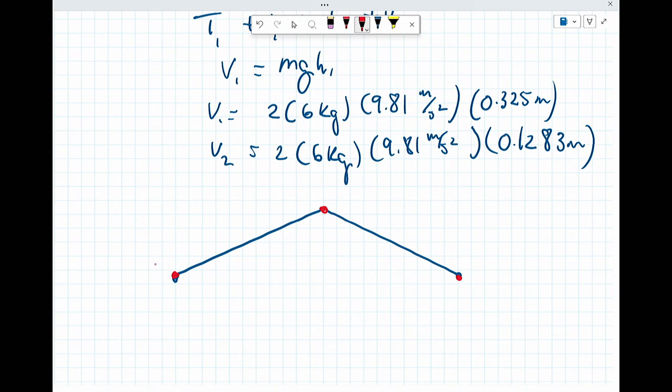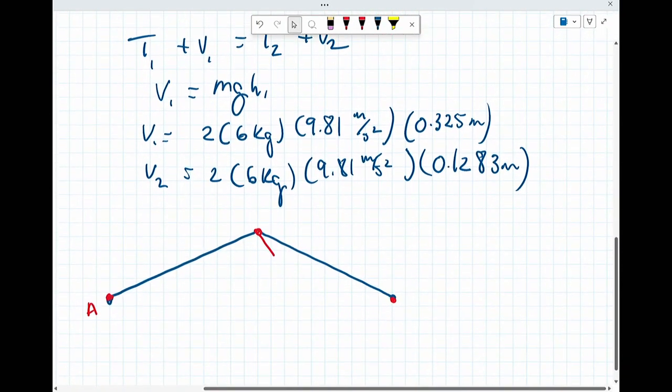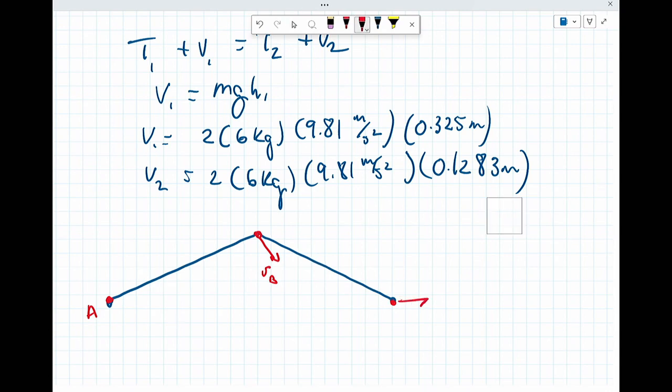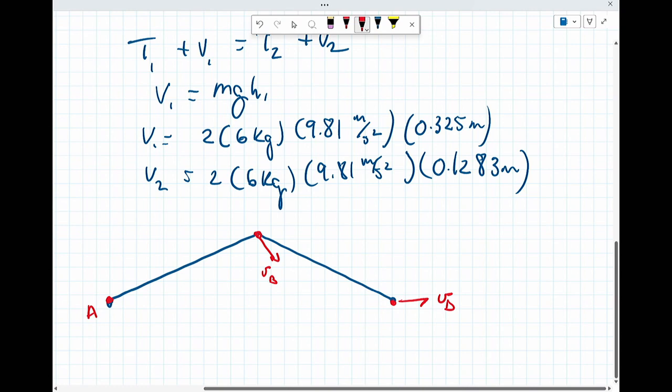I know a couple things. I know at A, I really should draw this out. I know that that's velocity of B. At D, I know that that's velocity of D. So this becomes a problem where I can do a reasonable estimate using parallel axis.